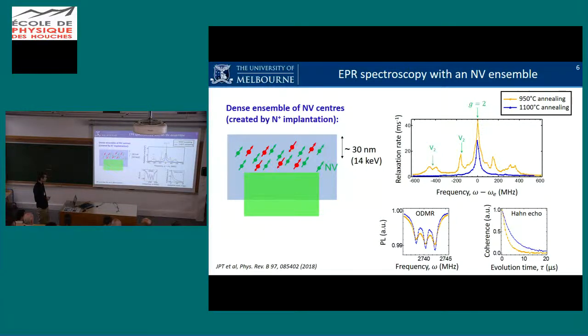It's still, no, not the P1, it's still limited by damage. So by this g equal 2 peak, which is not P1, so divacancies and other vacancy related impurities.